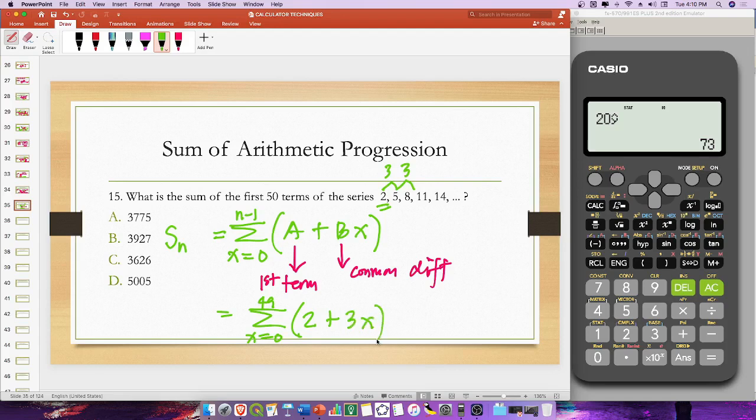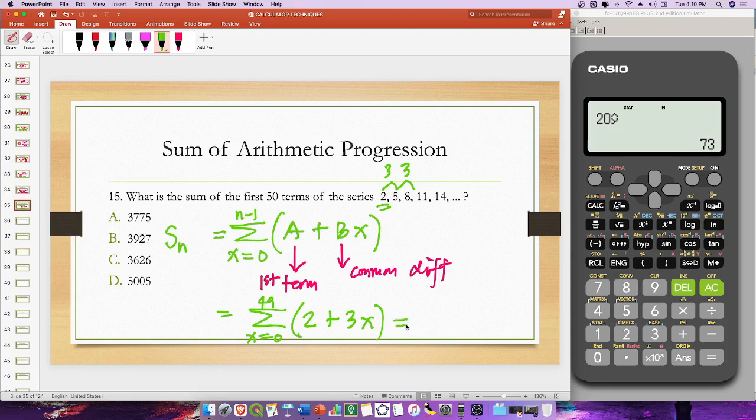That's it. We did not memorize any formula for arithmetic progression. So try to avoid memorizing formulas, because later on in your major subjects, there are lots of formulas to be memorized. So in algebra, let's try to eliminate some of them.